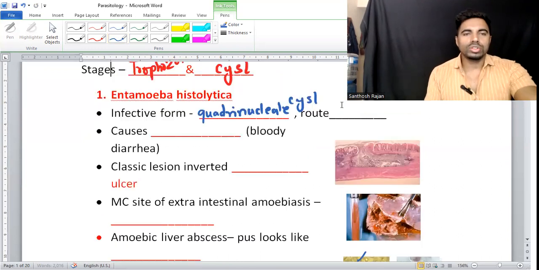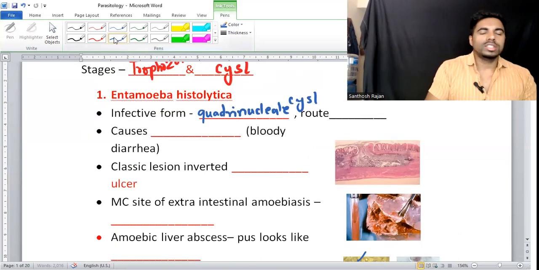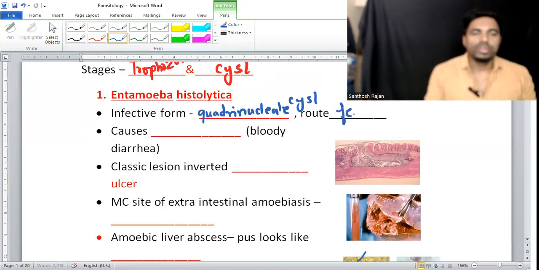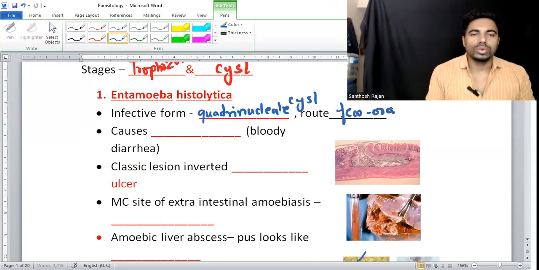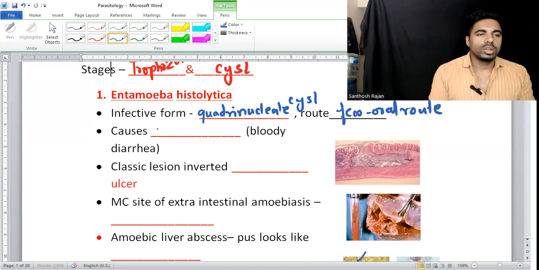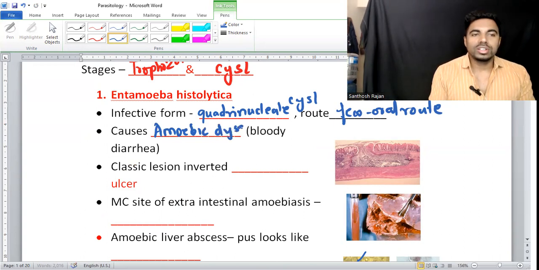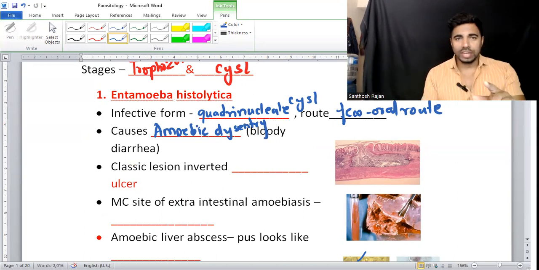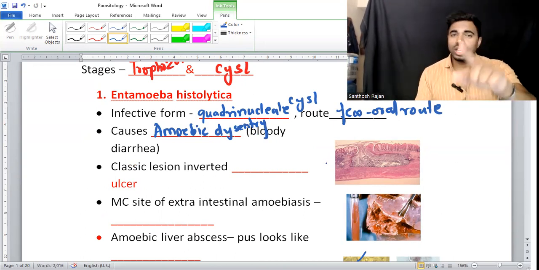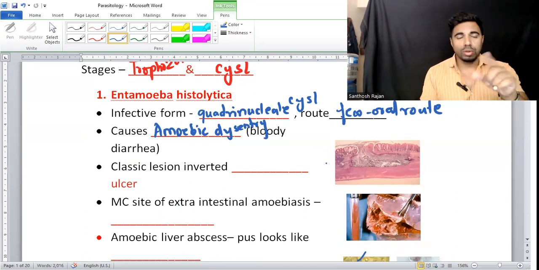What is the route? Of course, all these infections are feco-oral route, right? Contaminated water or food. What does it cause? You call it amoebic dysentery. You have bacterial dysentery also. Anyway, dysentery means bloody diarrhea. Bacterial dysentery is usually Shigella. You know that Shigella is the most common cause of bacillary dysentery or bacterial dysentery.